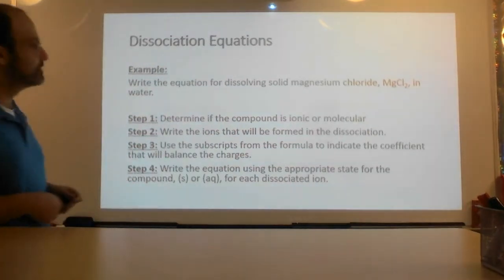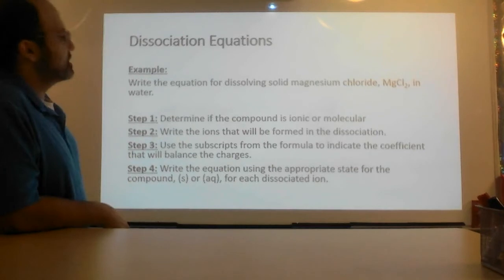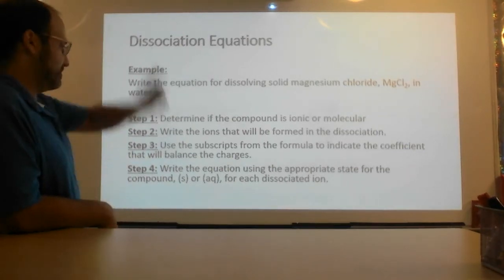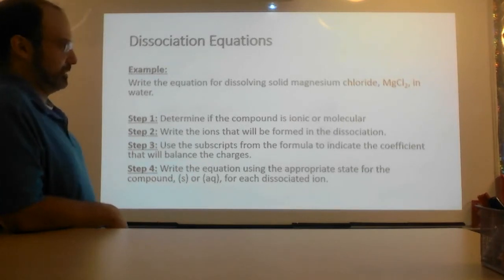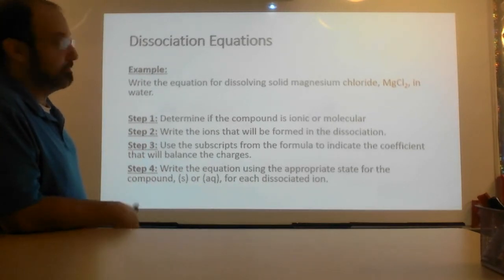So, dissociation equations. See there, I did them earlier. I knew they were coming up. Write the equation for the dissolving solid of magnesium chloride, MgCl2, in water. So first, determine if the compound is ionic or molecular. MgCl2. It's ionic, right? It's got a metal and a non-metal.